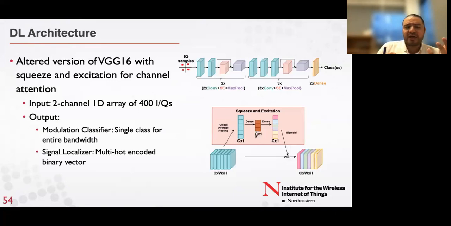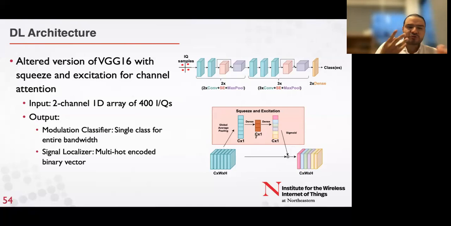Overall, what we do is that we input 2 channels of IQ samples. Almost 400 IQ samples is enough to make this decision. So we don't really process the data. We just use raw IQ samples with very minimal pre-processing that is running in real time on the devices.